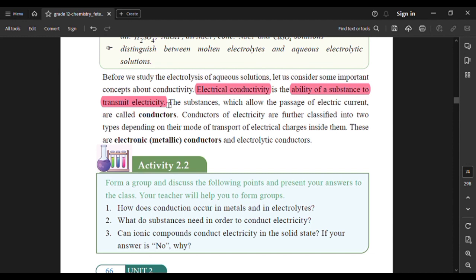So the substances which allow the passage of electric current are called conductors. That means conductors are substances which allow the passage of electrical current. Conductors of electricity are further classified into two types depending on their mode of transport of electrical charges inside the cell. These are electronic or metallic conductors and electrolytic conductors.